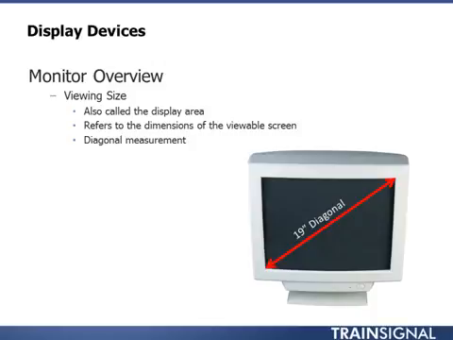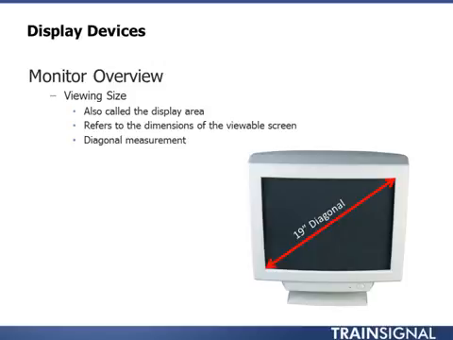And the viewing size, which is also sometimes referred to as the display area, refers to the dimensions of the viewable screen. Okay, so when you're looking at a monitor, you look at the actual device itself, whether it be an older one like what you see on the screen right now, or maybe the monitor you're actually looking at to see this particular lesson. The monitor as a whole is one size, but only part of it has actual viewable area. Okay, and that's the display area.